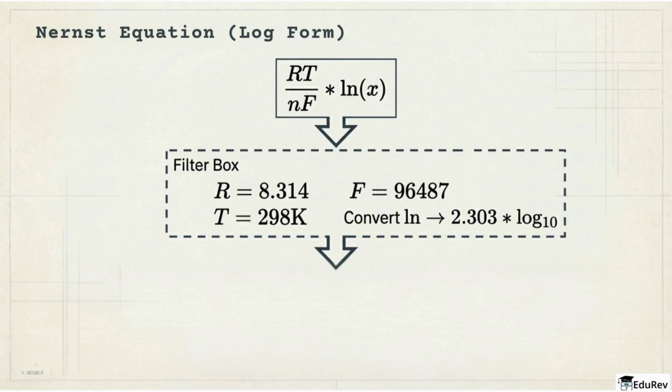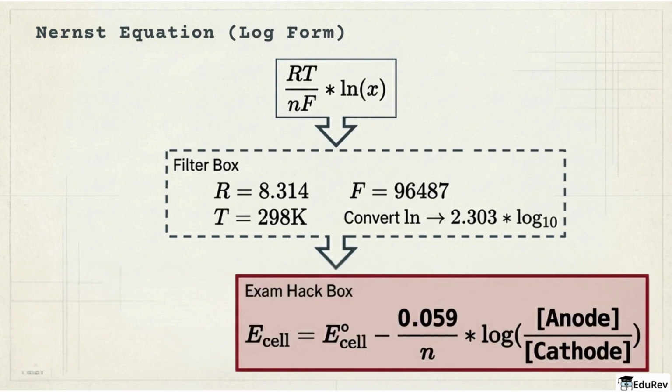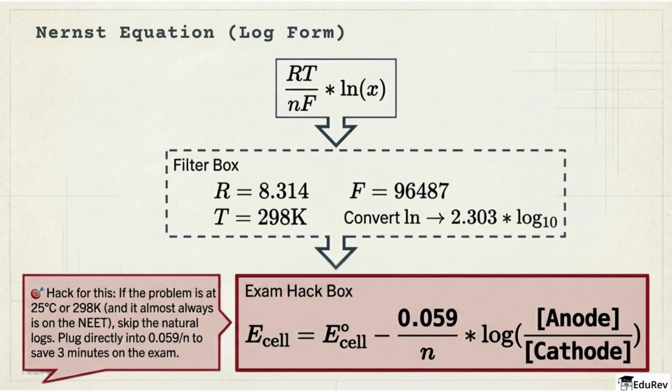The log form is the same Nernst equation written in a friendlier way for numerical work. At 298 Kelvin, it becomes E cell equals E naught cell minus the quantity 0.059 over n times the log of the concentration at the anode divided by the concentration at the cathode. The page also gives a classic shortcut. If the problem is at 25 degrees Celsius or 298 Kelvin, you can skip the natural log form and use the base 10 version directly. That saves time and reduces algebra mistakes in exams.